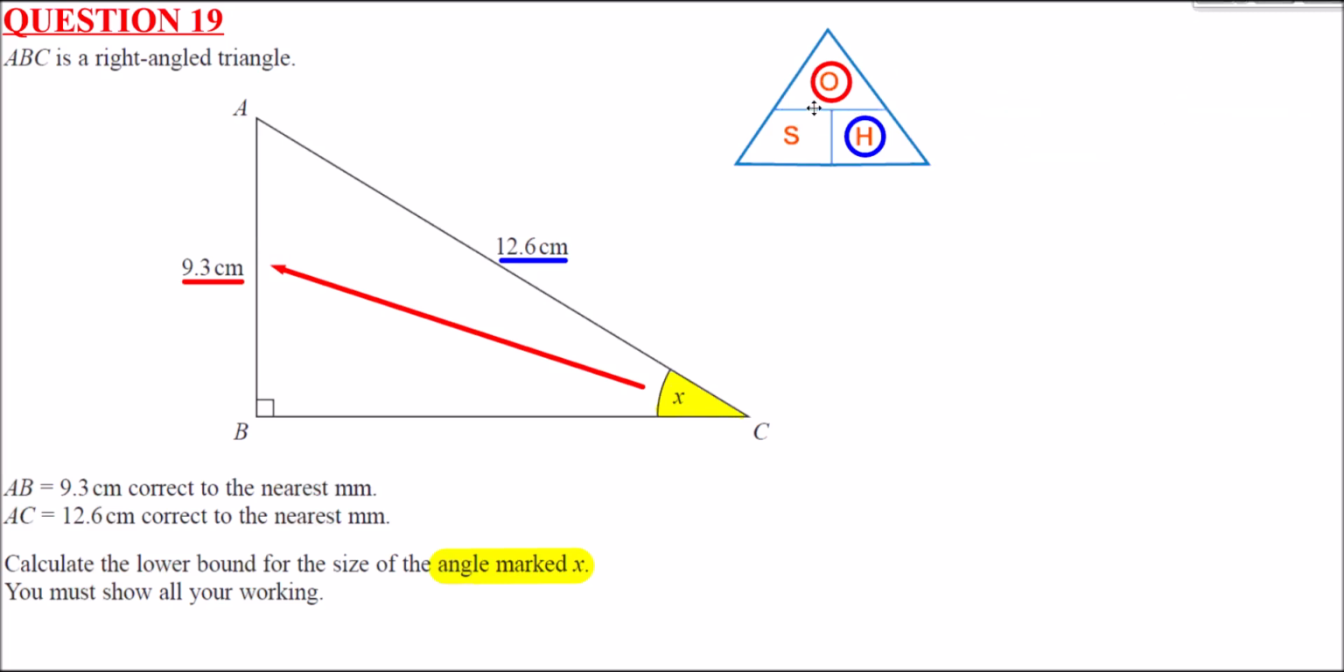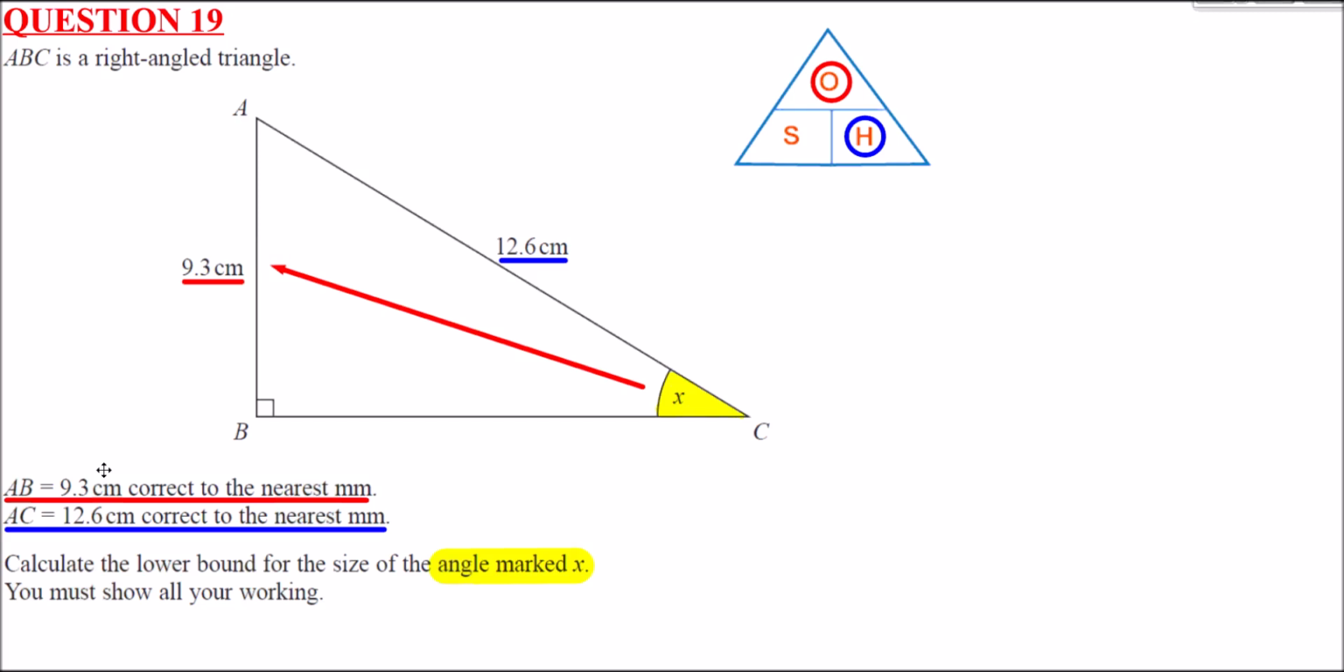So now we know it's going to relate to sine, and also the fact that it's going to be bounds. We can now start thinking about these bounds. So AB is 3.9 centimetres, correct to the nearest millimetre, and AC is 12.6, correct to the nearest millimetre. I'm not going to lecture you about the mechanics of how bounds work again, but I did mention briefly in question 7. So if you want a very brief refresher, go to question 7 on this paper. That was a bounds question.